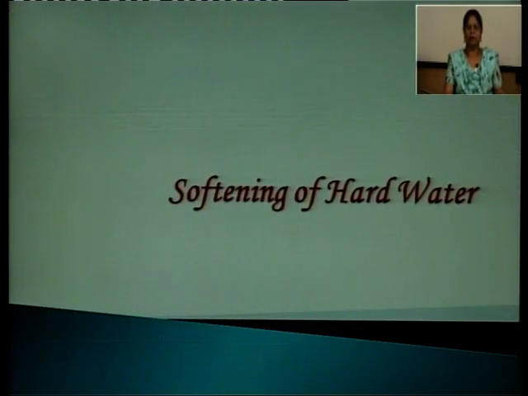Hard water poses many problems when used in boilers for industrial purposes. It has to be softened before using in boilers for steam production and in other industries also. Various methods are employed for softening of hard water, after examining the cause of hardness, or the salts or the ions responsible for hardness of water.